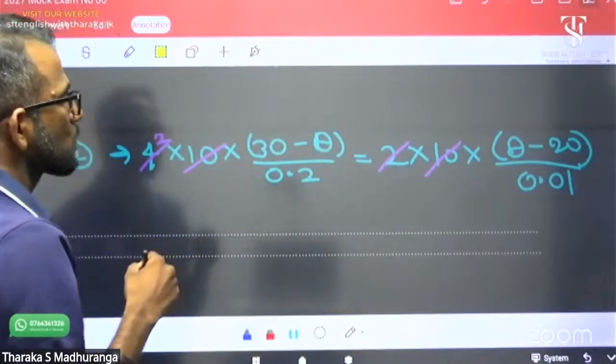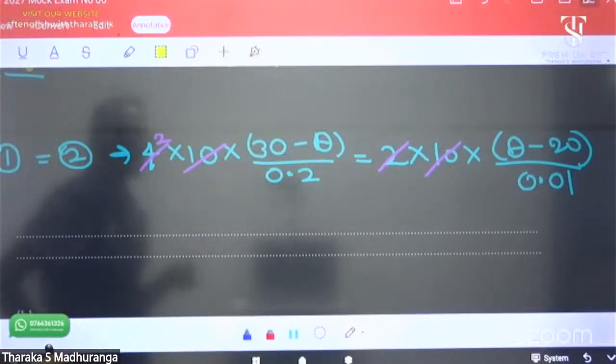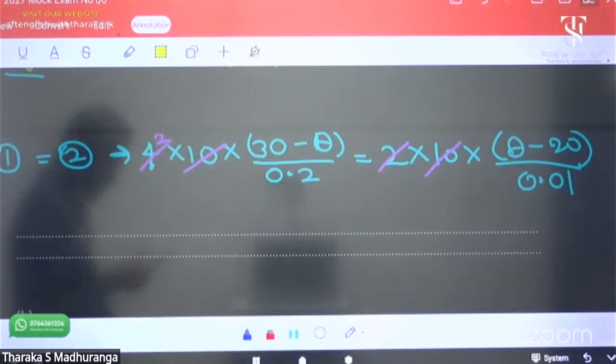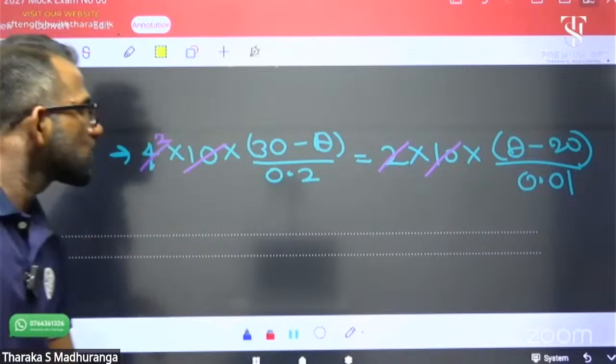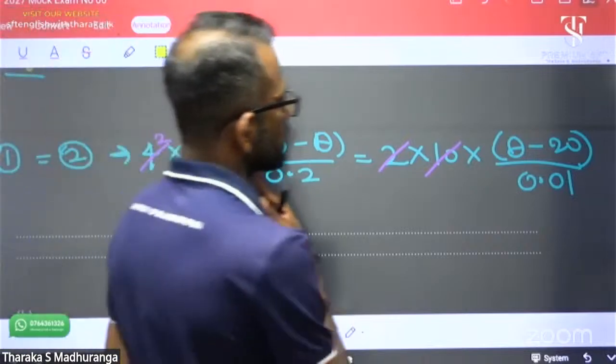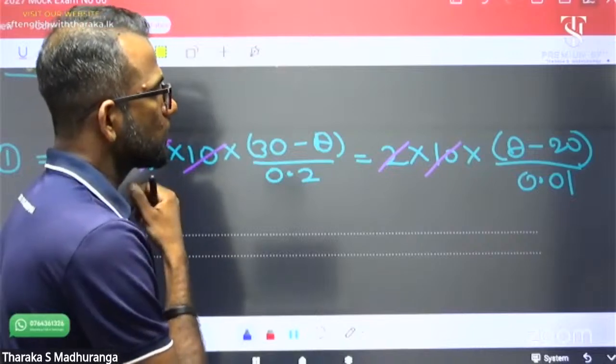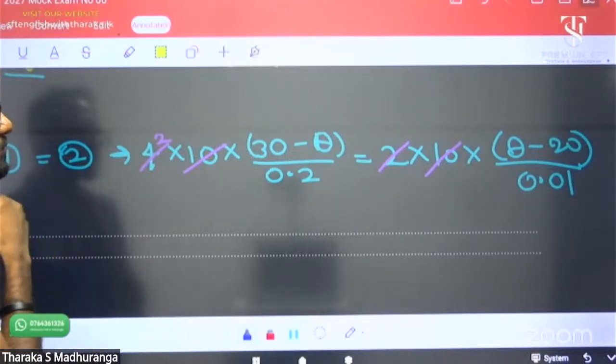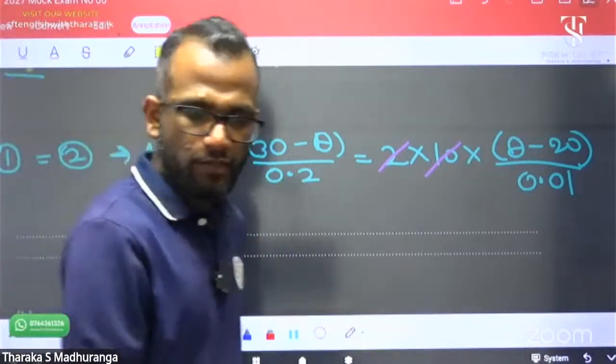However, okay. Then we can write 30 minus theta and theta minus 20. Okay, 2 and 0.2 we can cancel out, no?